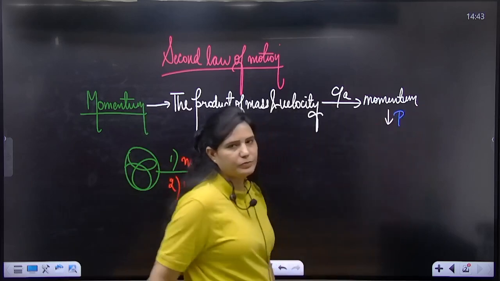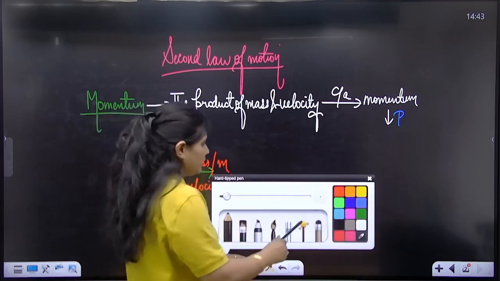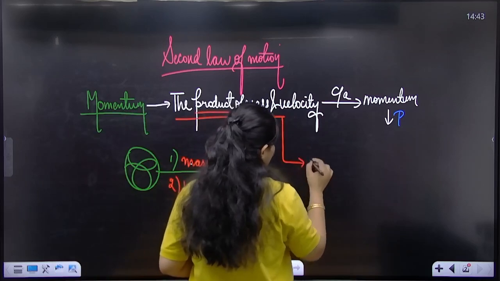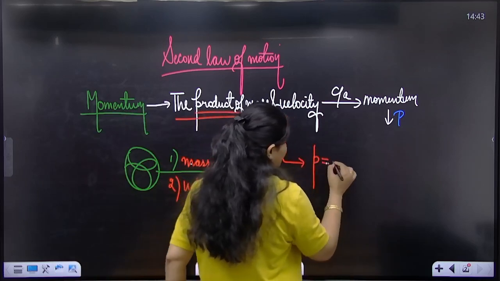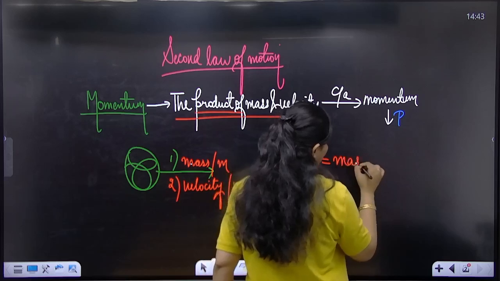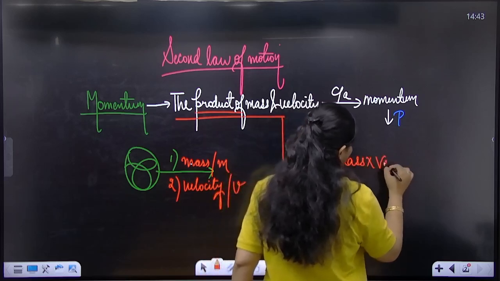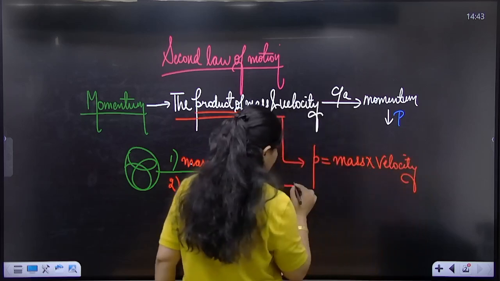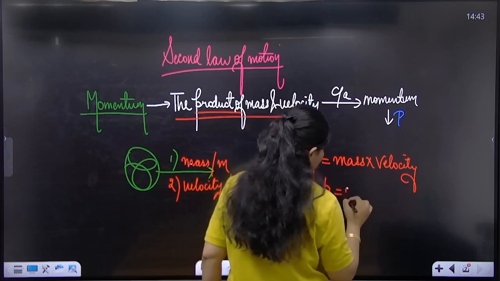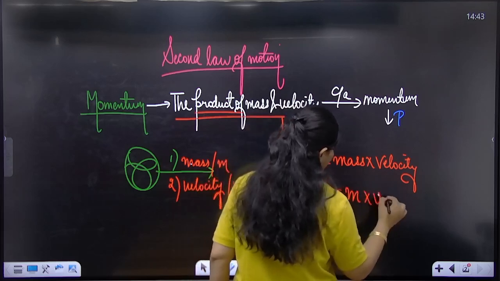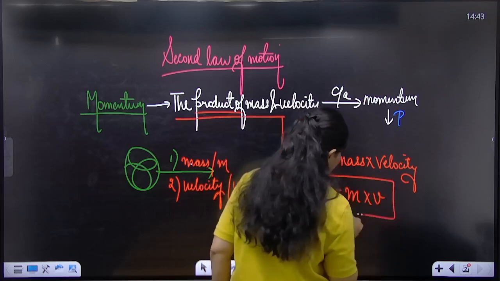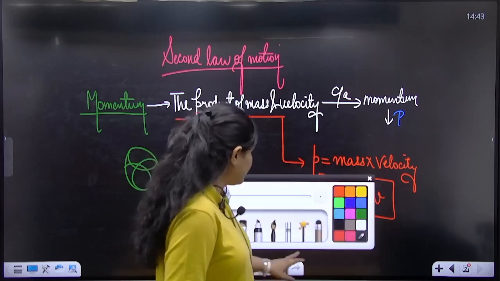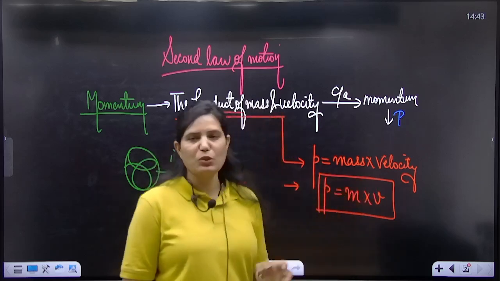P. Therefore, if I write this entire sentence mathematically, this will be P is equal to mass into velocity, or you can say P is equal to m into v. This is what? Momentum, right? Okay, let's check what is the unit of this momentum.